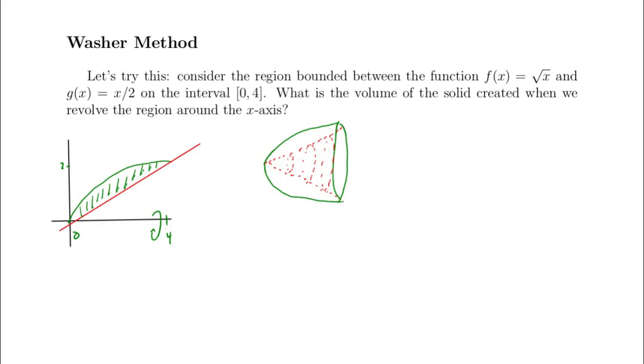And now we want to find the volume of this thing. So what we need to think about is our cross sections. I'm going to draw my rectangle, and you'll notice now it goes from a top function to a bottom function. I still have a little delta x, which is good. But now when I revolve this around my x-axis, it's going to create this shape right here.